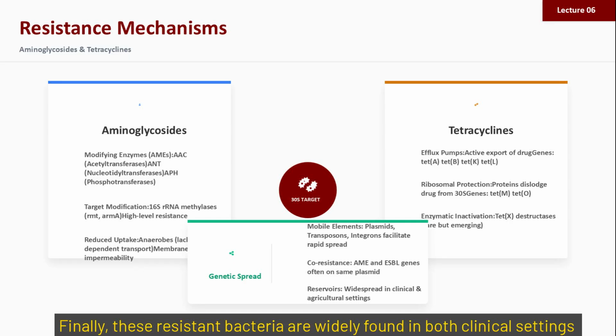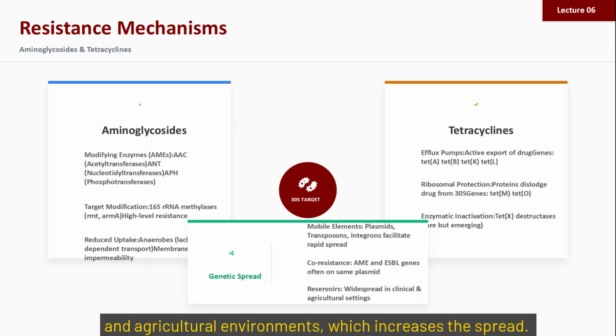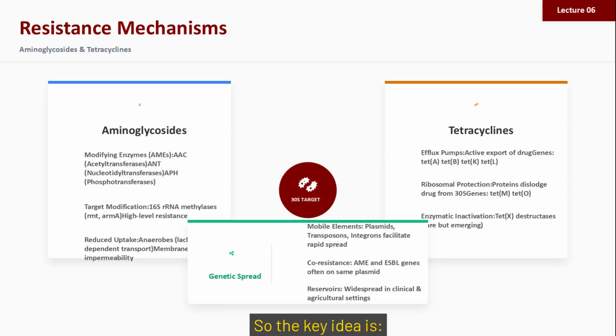Finally, these resistant bacteria are widely found in both clinical settings and agricultural environments, which increases the spread. So the key idea is, aminoglycosides → enzyme modification plus target mutation plus reduced uptake. Tetracyclines → efflux pumps plus ribosomal protection. All resistance spreads through mobile genetic elements, leading to MDR organisms.